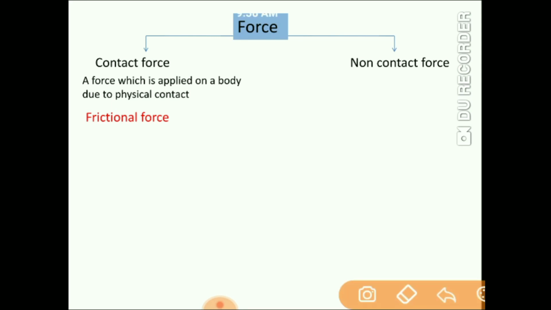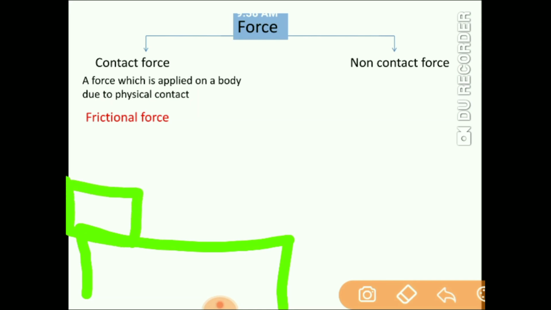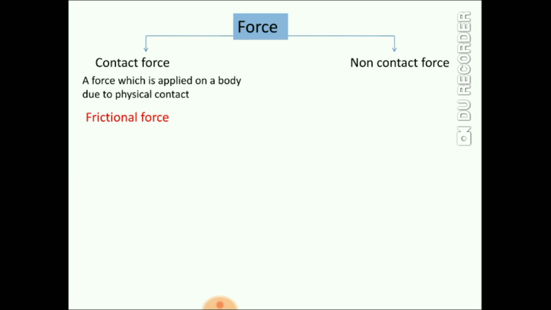So what is frictional force? Suppose there is a table and a duster. If you slide a duster over the table, frictional force comes into play because the duster and the table are in contact at this place. So this type of force is called frictional force. When a body slides over another body or when a body rolls over another body, the type of force coming into play is called frictional force.